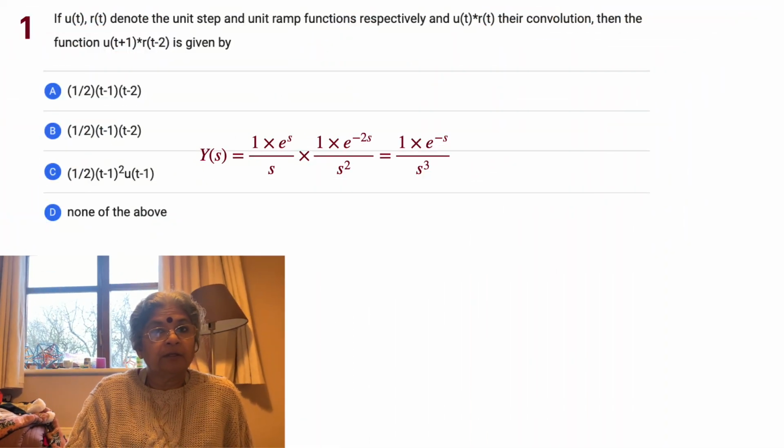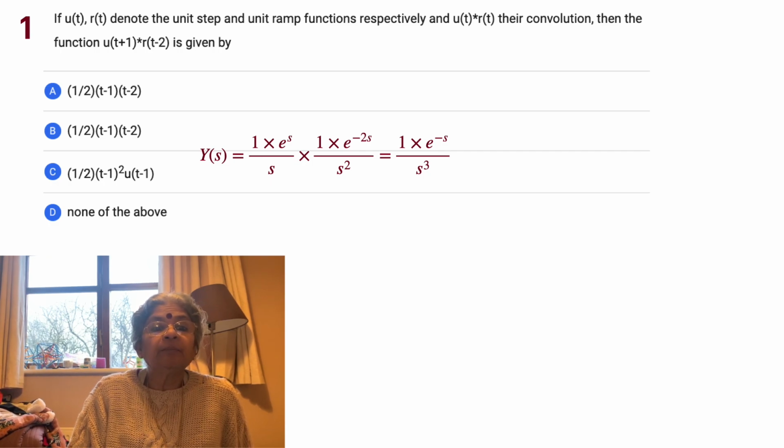So let's move to the first question, which is from the convolution area. The question is, if u(t) and r(t) denote the unit step input and unit ramp functions. These are generally the notations for step input and ramp input. In control system parlance, u(t) is generally considered to be any input, but in signals and systems it is normally the step input. If the amplitude is 1, it's a unit step input. So we have the unit step input and unit ramp functions respectively, and u(t) star r(t) is the convolution between these two signals.